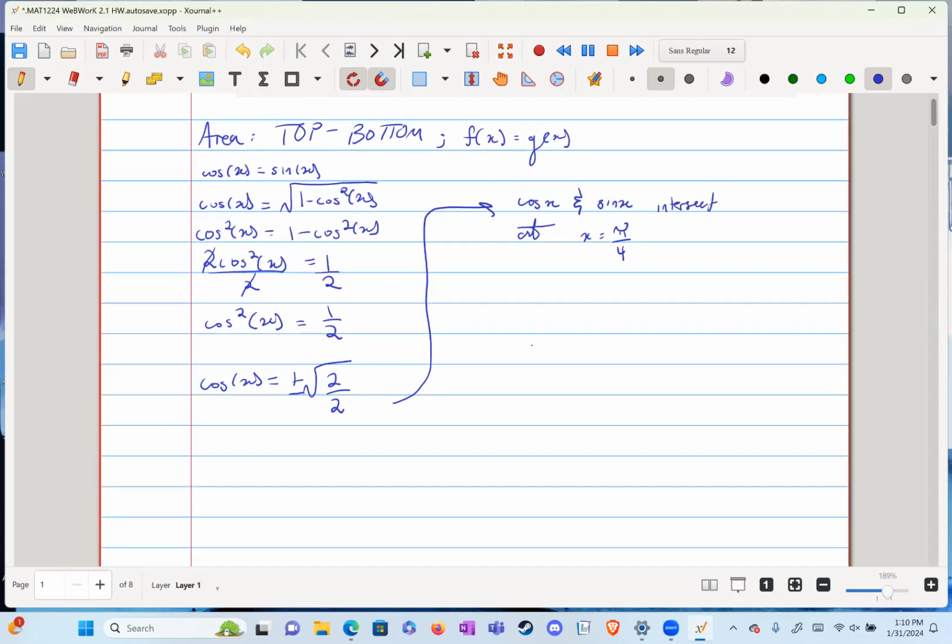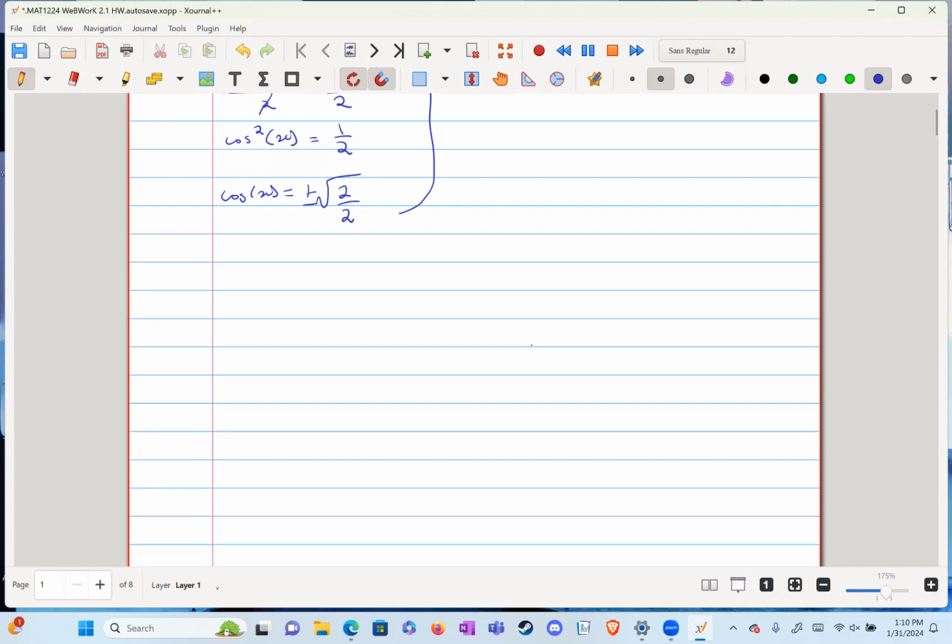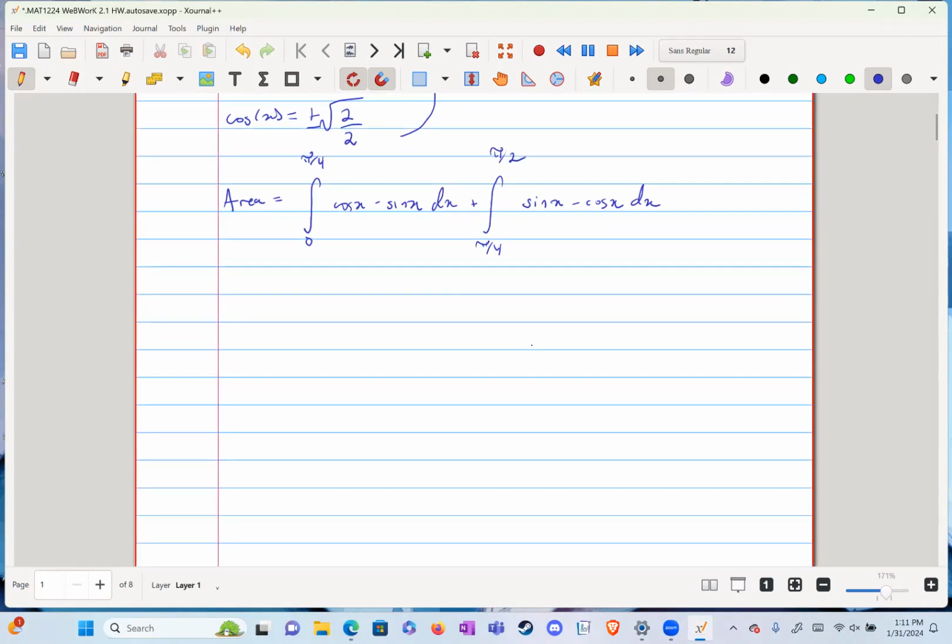So now we know that we can split our integral into 2 separate ones. So we have area equal to the integral from 0 to pi over 4 of cosine of x minus sine of x, top minus bottom, dx, plus the integral from pi over 4 to pi over 2, again top minus bottom, this time sine being top, cosine being bottom. Perfect. Now we just take the integral of this, and very simple, we know the integral of cosine is just positive sine, and the integral of sine is just negative cosine.